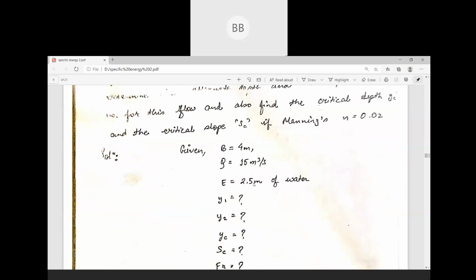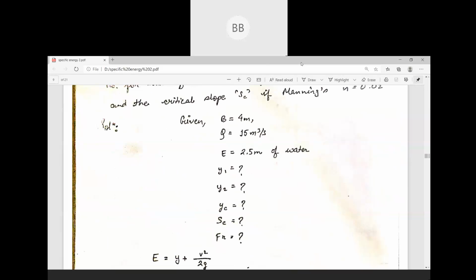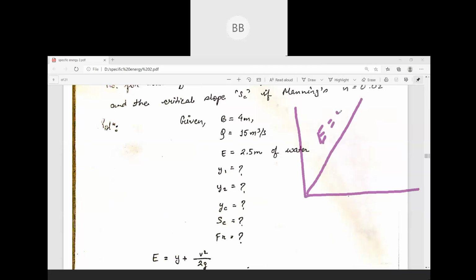So before solving this numerical, if you remember that specific energy curve, okay, so this is at an angle of 45 degree. It's E is equal to Y. In x-axis we have energy, that is your specific energy, and y-axis is equal to depth of flow. Then for any particular discharge, if you draw a specific energy curve, it will be in this form, for a particular discharge.